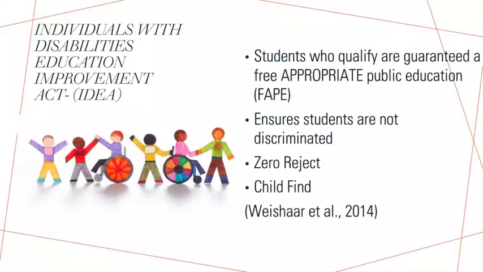To start off, I'm going to introduce the Individuals with Disabilities Education Improvement Act. This is an entitlement law for students with disabilities. It ensures students receive a free and appropriate public education and prevents discrimination for those with disabilities. It also states that there is a zero reject policy, which means that local schools cannot exclude a student with disabilities regardless of the severity.